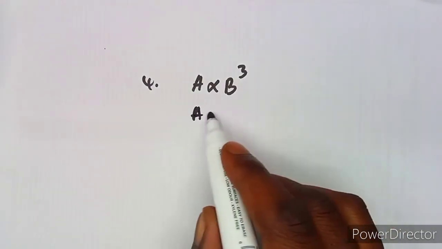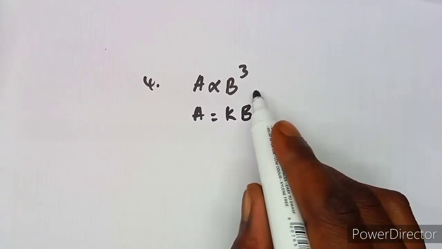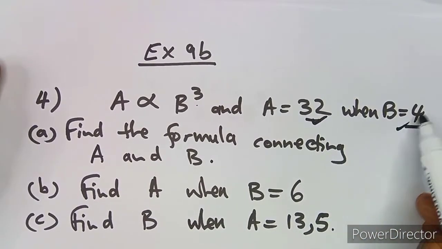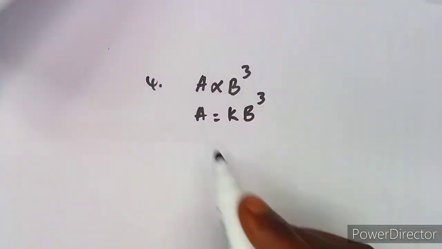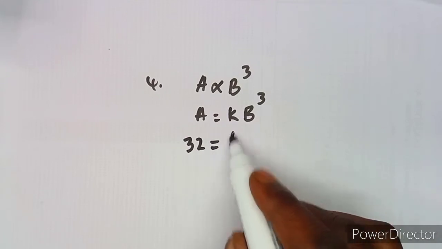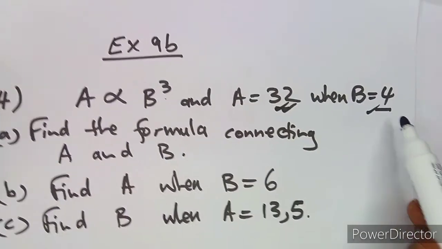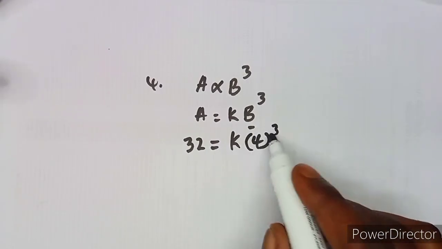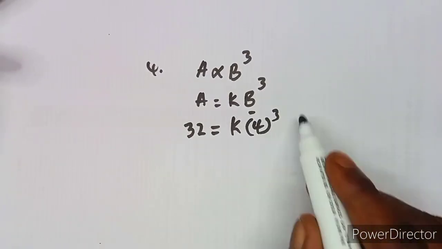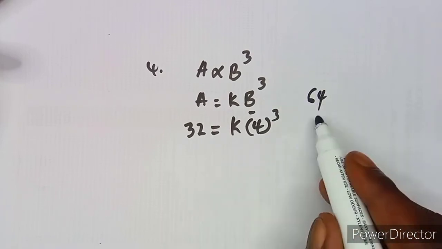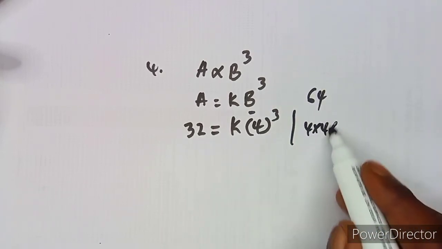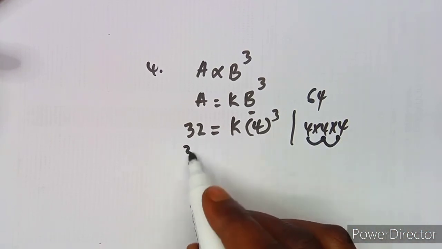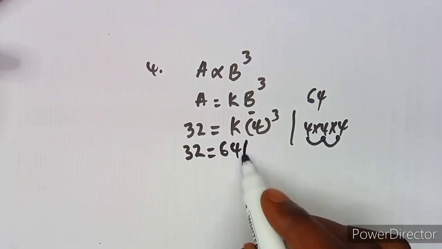Let's connect these two: a equals k times b to the exponent of 3, or b cubed. Then I have the value of a and the value of b, so I'm going to substitute 32 in place of a. So 32 is equal to k times b to the exponent of 3, but our b is 4. So it's 4 to the exponent of 3, guys. 4 times 4 times 4 is 16 times 4, which is 64, so 32 is equal to 64k.